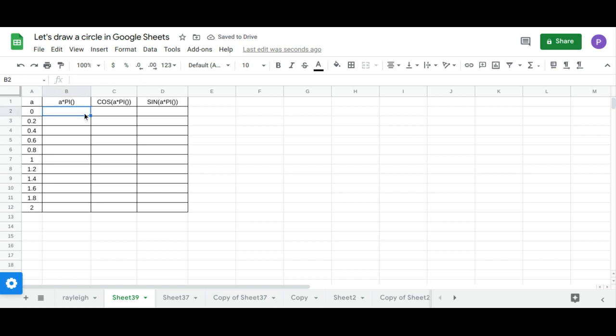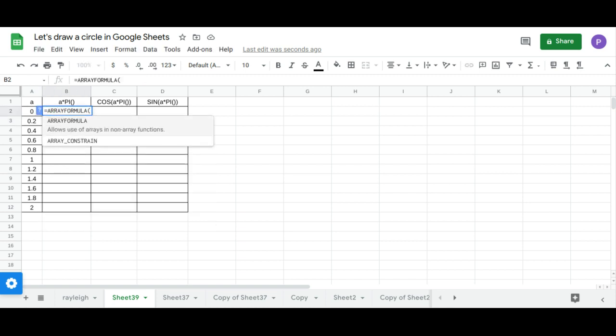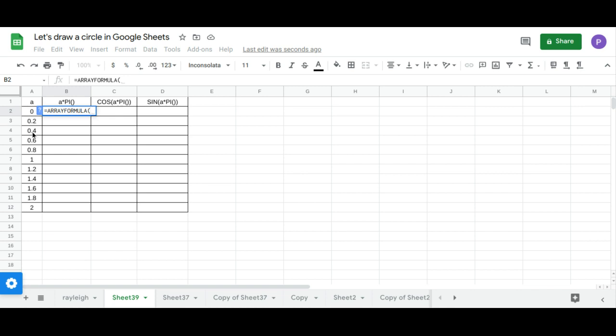And a value of the angle, which is array formula a times pi. Enter.